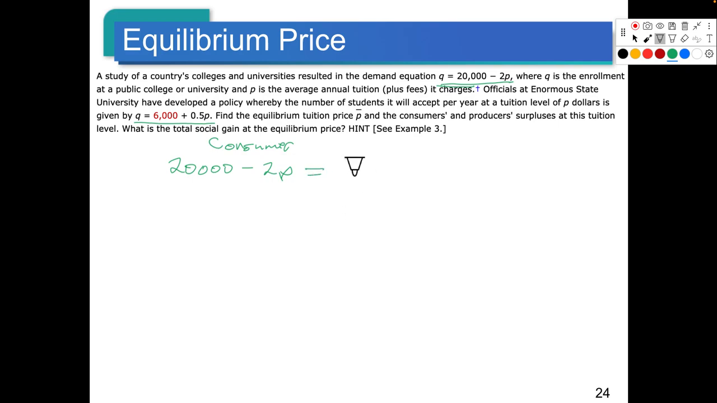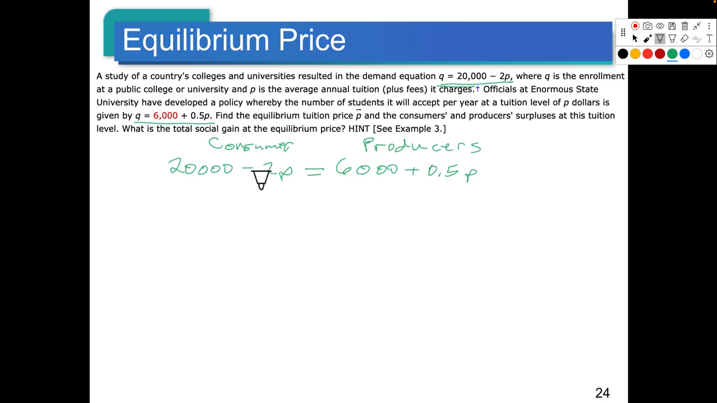When it's equal to the 6,000 plus 0.5P. And notice that's half. 0.5 is half, and this is 2, so you multiply by 2 or you divide by 2, sort of the two sides of it. This is the producers. Okay. If we solve for that P, that's going to be the equilibrium. It's where both demands are equal.